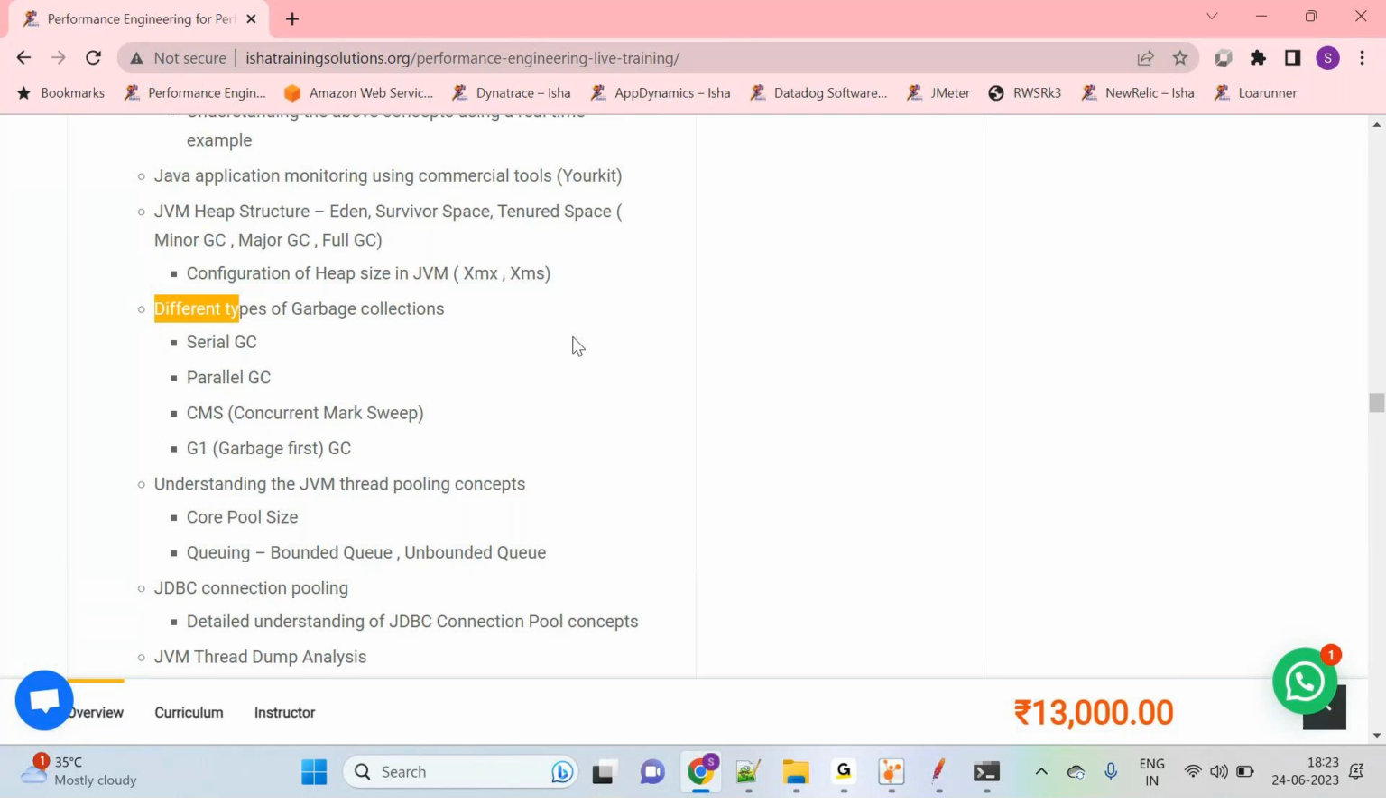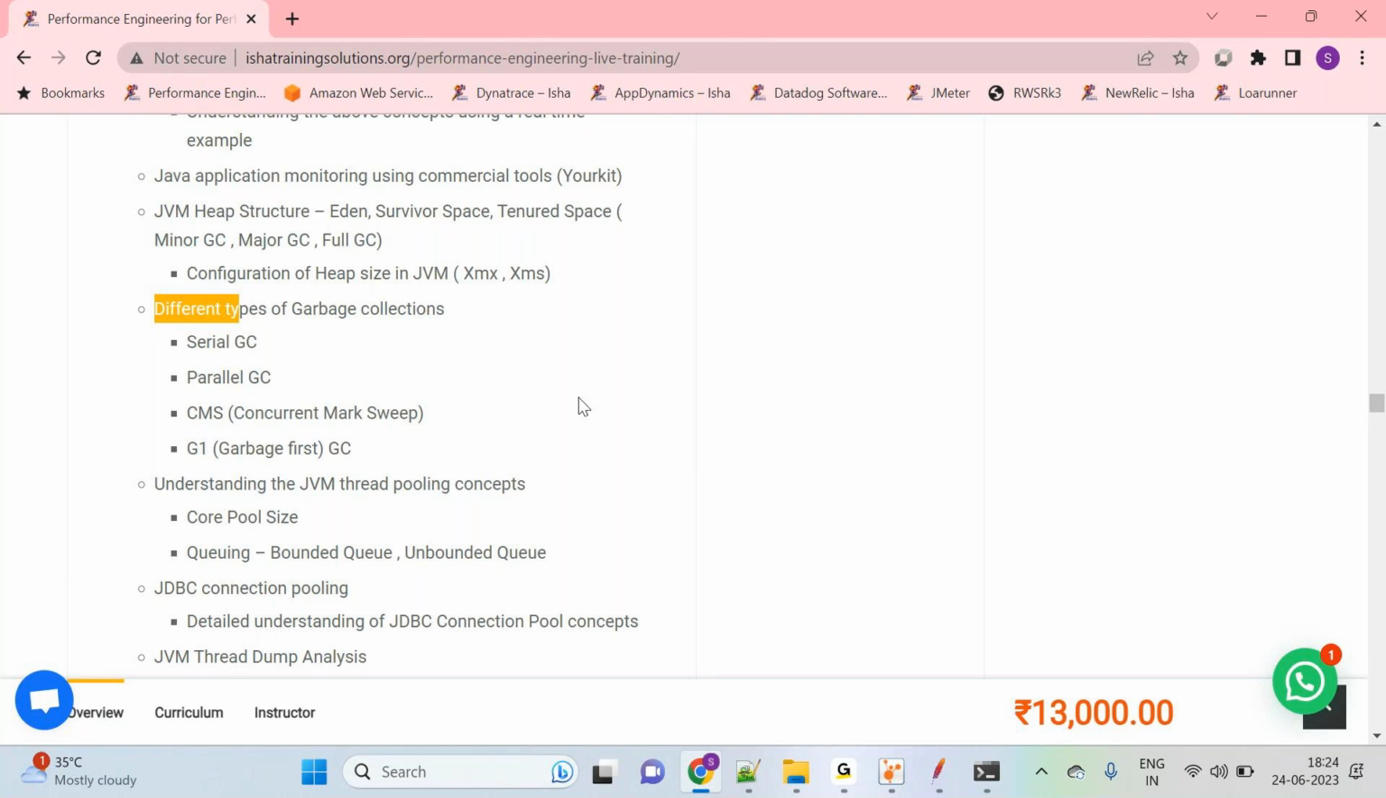The time taken for performing the garbage collection can be optimized or minimized by selecting a proper garbage collector. There are four types of garbage collectors: serial GC, parallel GC, concurrent mark and sweep, and G1 GC. These are the common, very highly utilized garbage collectors. So we are going to discuss each garbage collector, how to implement it, and what will happen if you implement that garbage collector.